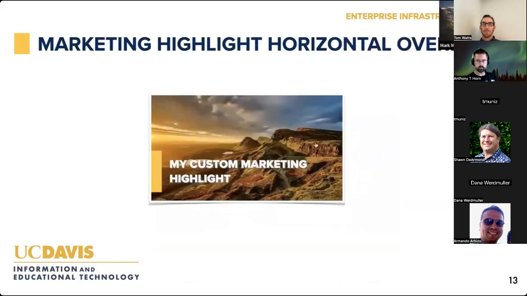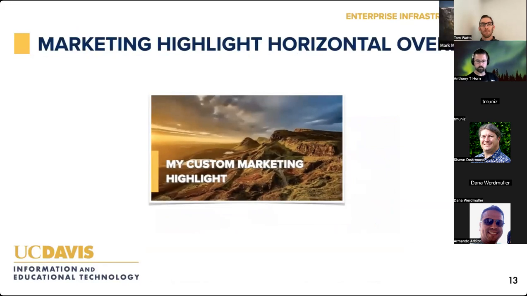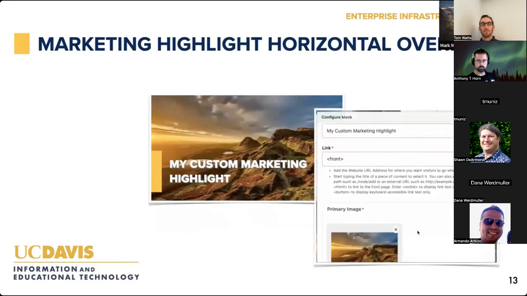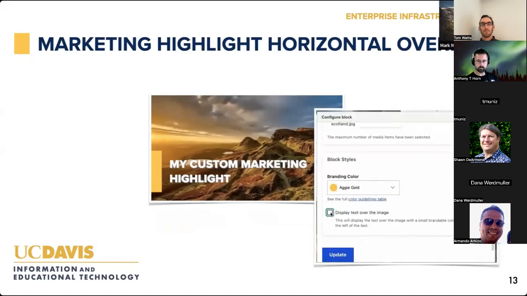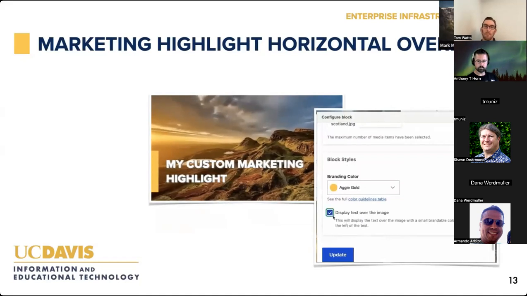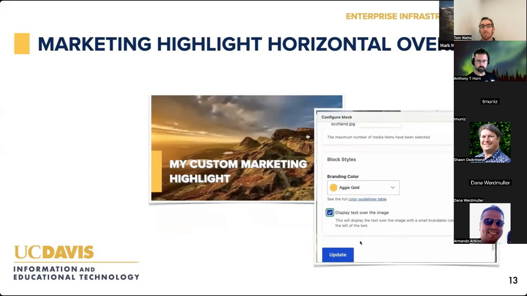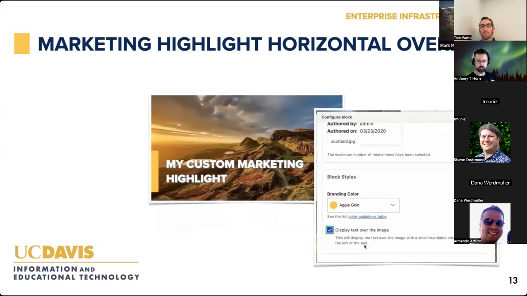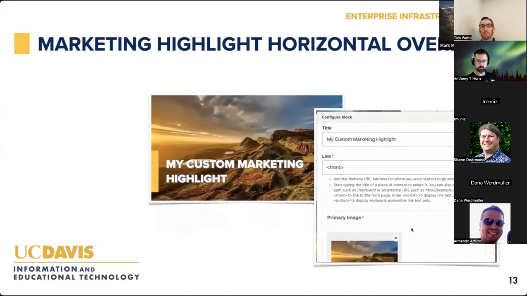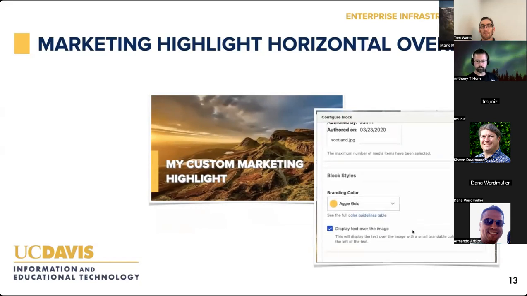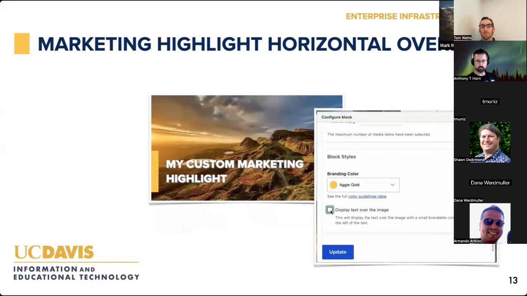Another one of our blocks is actually an existing block, but it's just a new style option. So if you're familiar with the marketing highlight horizontal, there's now a new checkbox, which will overlay the title on top of the image and have a nice little animation. And it's also contextual to the size. So if there's not enough horizontal width for the text to be contained, it will actually drop underneath the image so that you don't have weird layout issues happening.